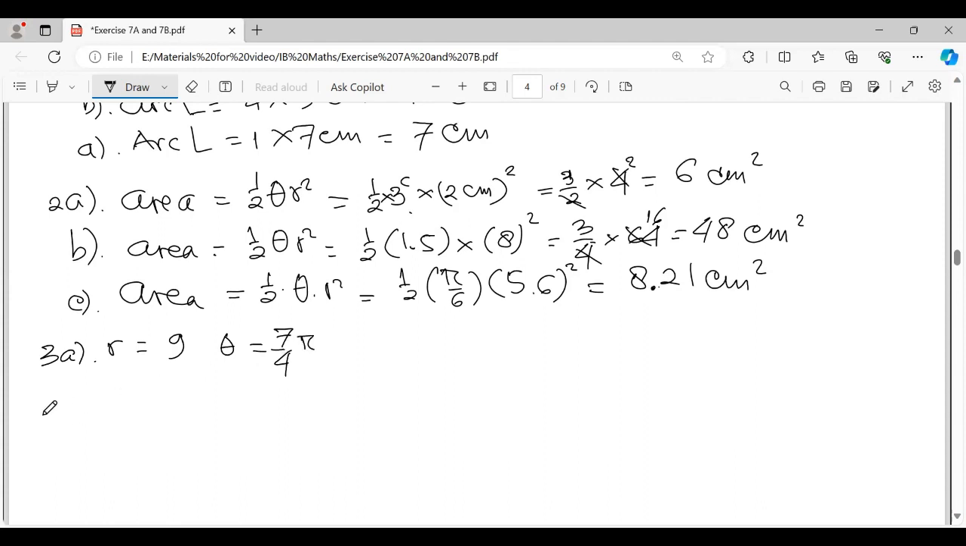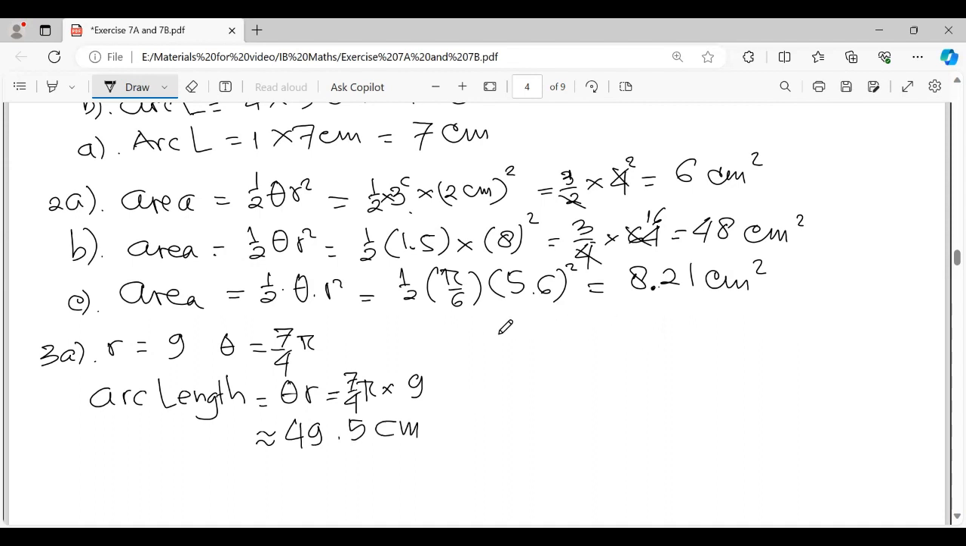Okay. We have to find arc length first. For the arc length, the formula is theta times r. So it becomes 7/4 pi times 9, equals, if pi is 3.14, through calculator, 49.5 centimeters. That's the arc length.